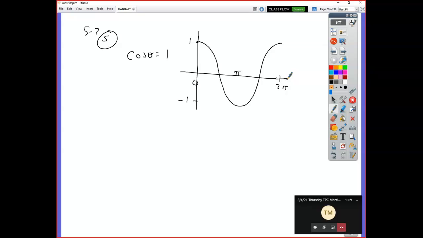Okay, but what angle is that at? 360, I think. Okay, but we're using radians, so we'd say at 2 pi. And we'd say at 0. Where's the next place it's going to appear? 4 pi. After 2 pi.